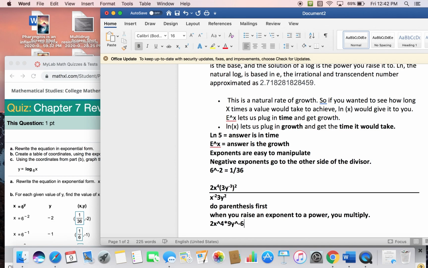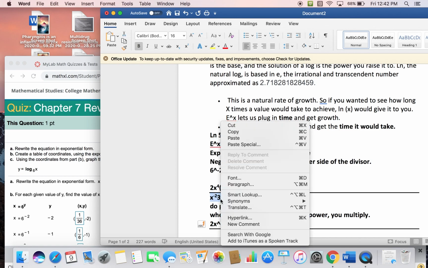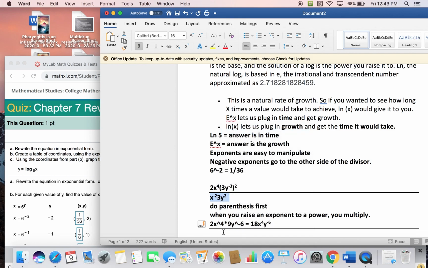Since that one is negative, the y is going to flip down, but the 9 is not. So we're treating everything independently here. We've got a 2, we've got an x to the fourth, we've got a 9, and we've got a y to the negative 6. So we need to combine the 9 and the 2, so we multiply them to get 18. Then we have times x to the fourth, and times y to the negative sixth. So that's going to be the top part. And at the bottom, we still have the same thing, so I'm just going to copy and paste it: x to the negative 2, 3y squared.